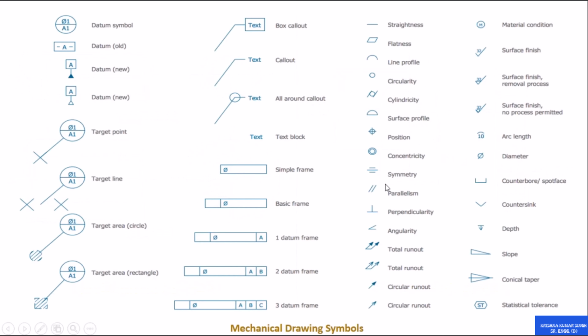These are some other drawing symbols you can see here. This is a text call out. This is the frame. All these symbols are related to GD&T. We will discuss them later in their specialized sections.